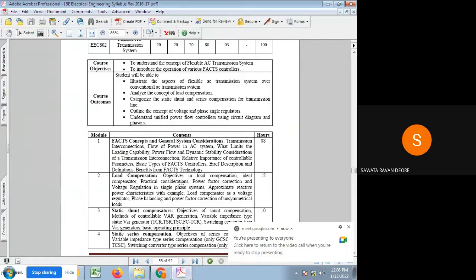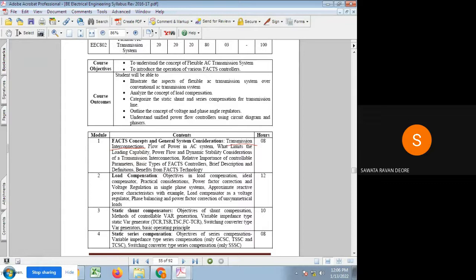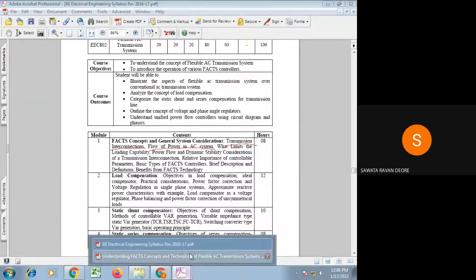Okay, so in the last lecture, we discussed transmission interconnection. In summary, we can say that the transmission interconnection has been done in order to pool all generating stations and load centers together, and the outcome of that is that whatever power we generate and deliver to the load becomes economical as well as reliable. Now, the next point that we have to discuss today is flow of power in AC system.